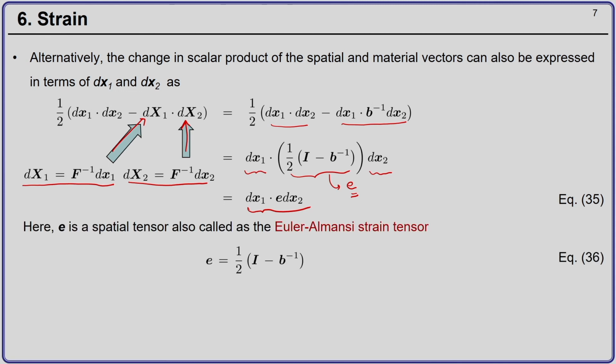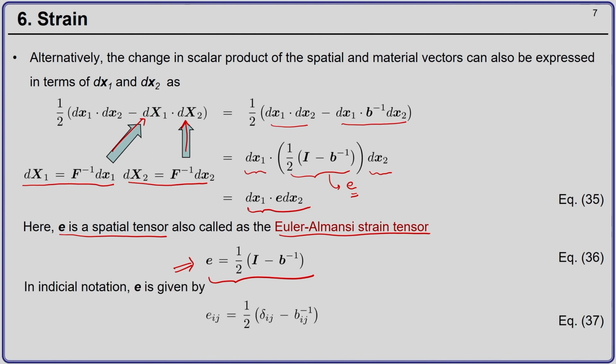So, here e is a spatial tensor, okay. Spatial tensor means it resides in the current configuration, and it is called the Euler-Almansi strain tensor, and it is given by e equal to 1 by 2 I minus b inverse. Okay. In indicial notation, the same expression can be written as e_ij equal to 1 by 2 delta_ij minus b_ij inverse. Okay. Here delta_ij is the Kronecker delta in the spatial configuration.